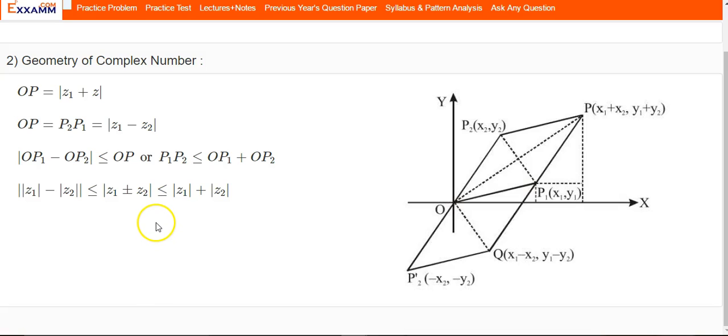So we have to just keep this in mind, that for getting the maximum value we would use this portion of the inequality, and for getting the minimum value we will use the left hand side portion. It is obvious, but in exam if you don't remember it specifically, you may commit some error.